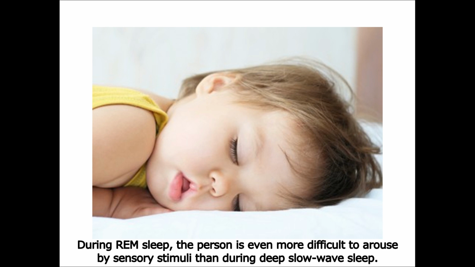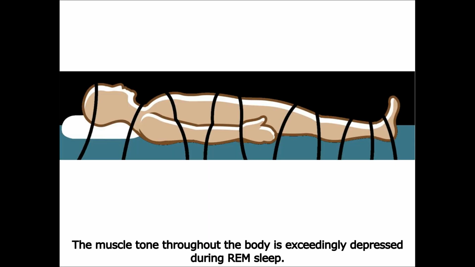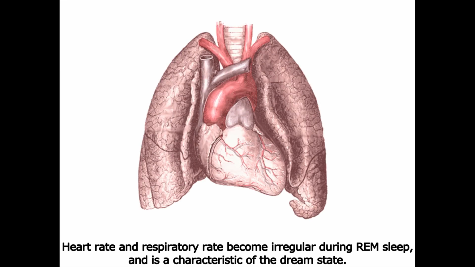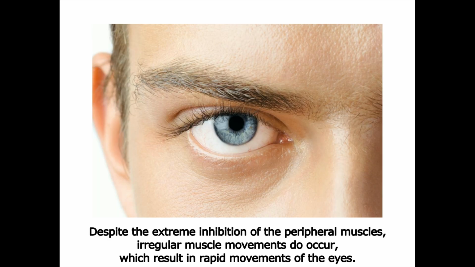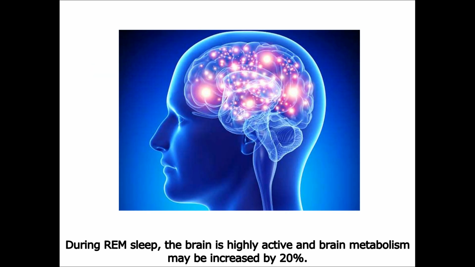During REM sleep, the person is even more difficult to arouse by sensory stimuli than during deep slow wave sleep. The muscle tone throughout the body is exceedingly depressed during REM sleep. Heart rate and respiratory rate become irregular during REM sleep, which is characteristic of the dream state. Despite the extreme inhibition of the peripheral muscles, irregular muscle movements do occur, which result in rapid movements of the eyes. During REM sleep, the brain is highly active and brain metabolism may be increased by 20%.